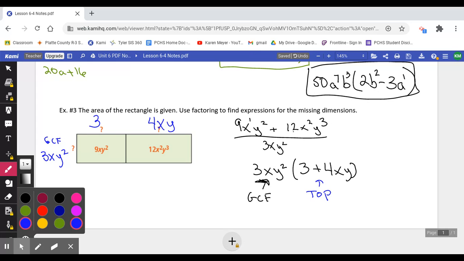So now if you want to double check yourself, you can multiply like what we did with the box, and 3 times 3 is 9, and then keep your xy squared, check. 4 times 3 is 12. X times x is x squared, and y squared times y is y to the 3rd. So then these are my final answers for each question mark. Done.